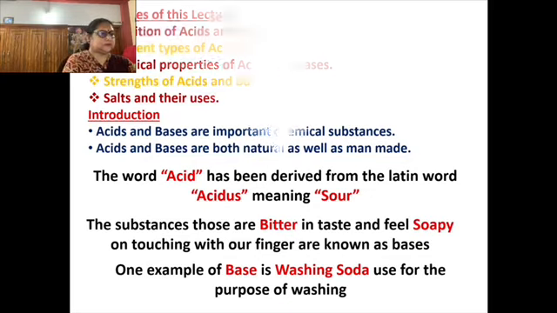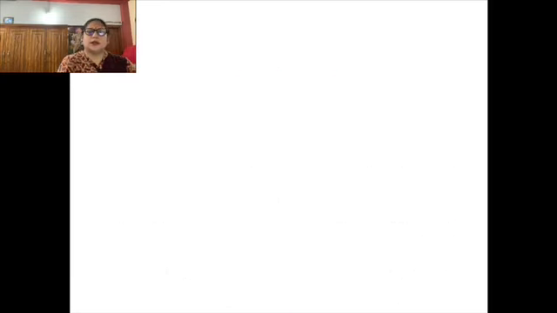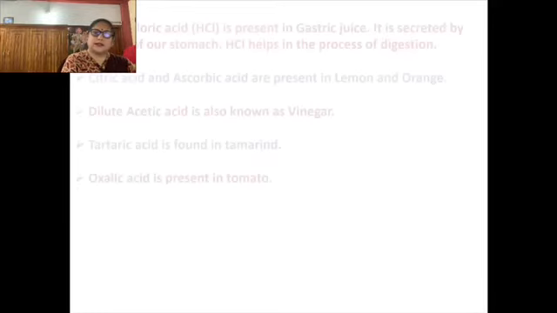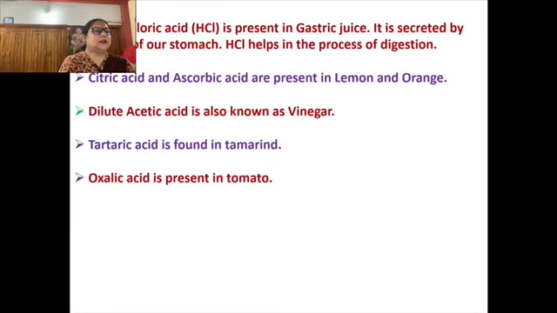There are some natural acids and already you know about hydrochloric acid. It is present in our body. It is secreted by the lining of our stomach and it helps in the process of digestion. The next acids are citric acid and ascorbic acid, and they are present in lemon and oranges.